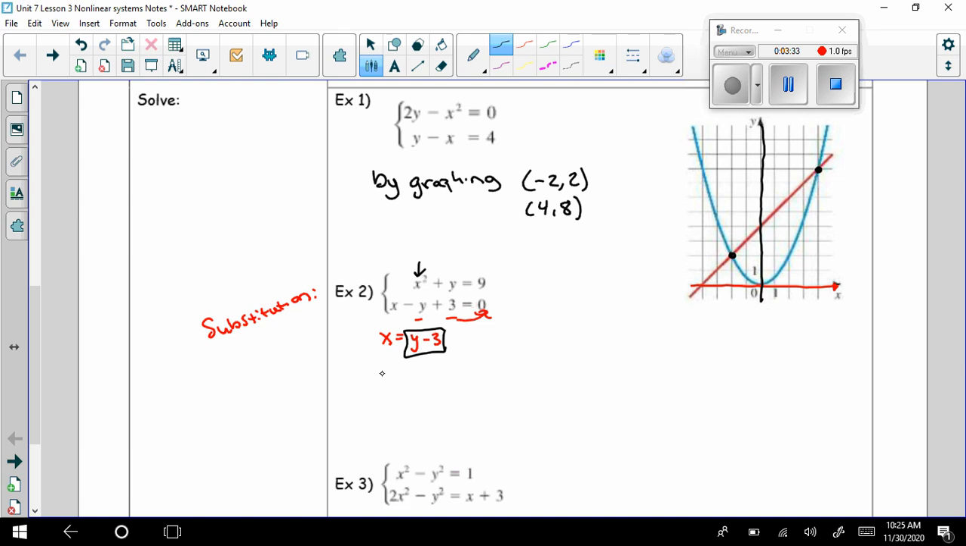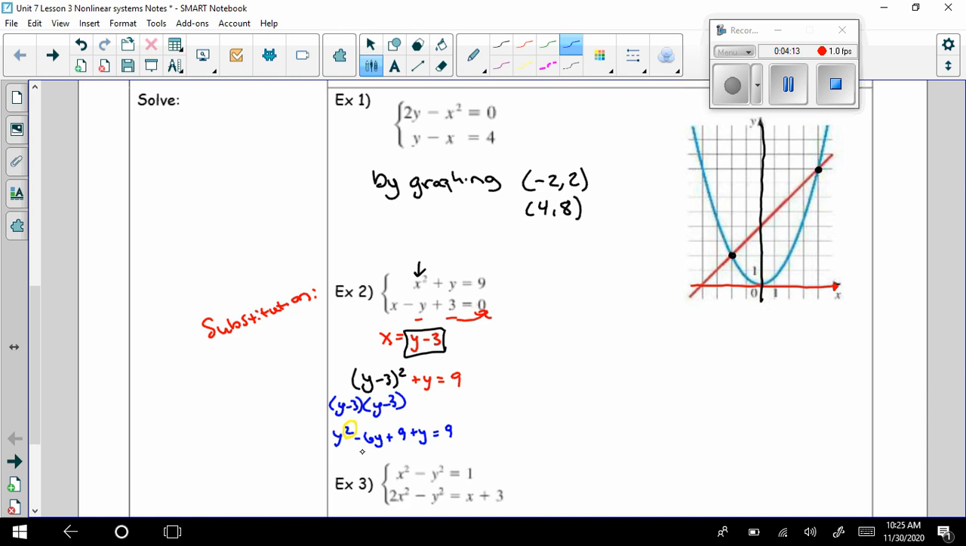So we get y minus 3 squared plus y is equal to 9. This would need to be FOILed out, and that's where you need to be careful. So make sure you're doing y minus 3 times y minus 3. So we get y squared minus 6y plus 9 plus y is equal to 9. As soon as you see that squared, this is a quadratic, and that's what I meant by using other methods to solve it: now we're going to have to use our quadratic methods.